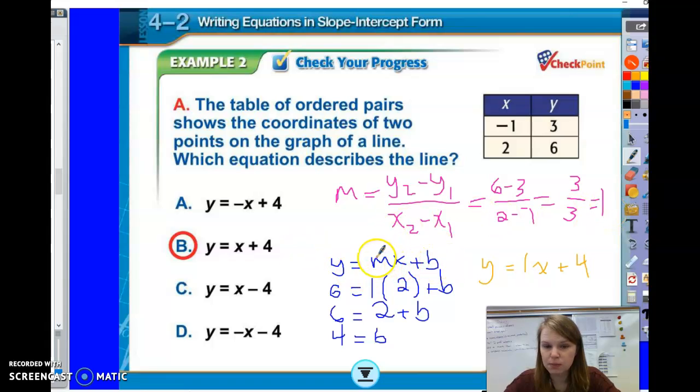Y equals mx plus b, I plugged in a 1 for m, and then I chose one of these 2 points. I prefer to choose the second point here because the first one has a negative, and I don't like dealing with negatives if I have a choice. So I plugged in 2 for x, 6 for y, and solved for b. And then that ended up being this equation here, answer B.